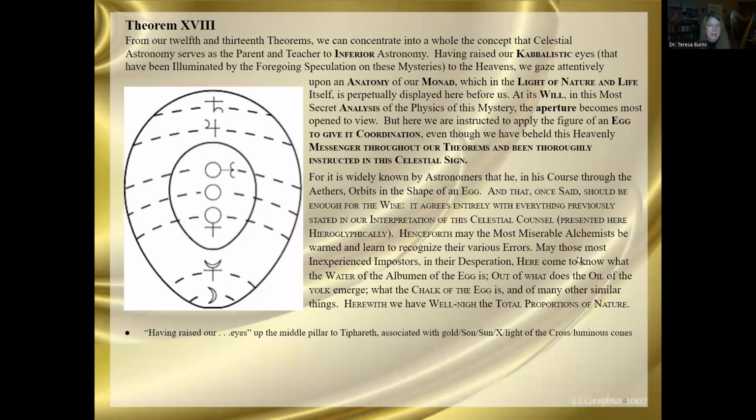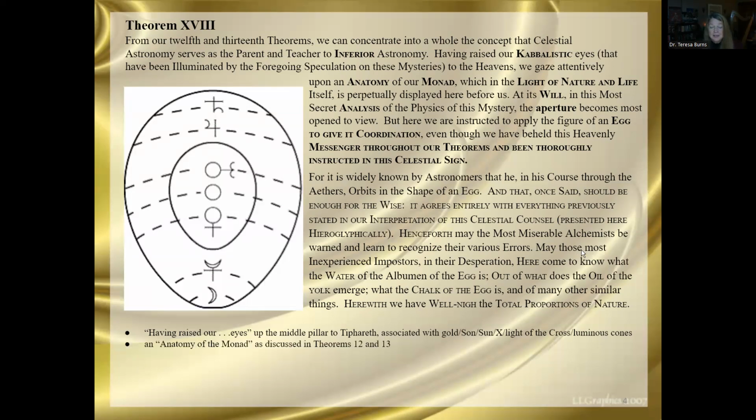Okay. And remember Tifereth, now that he has made LVX in the light of the cross his central symbol, you can associate all of those LVX things to Tifereth along with the associations you already had, like gold, sun, S-O-N or S-U-N, the letter X, or the Greek letter Chi, the Christos, light of the cross, luminous cones. He's had all kinds of fun with that.